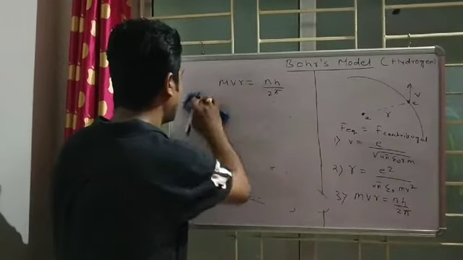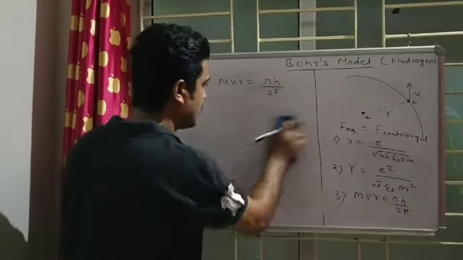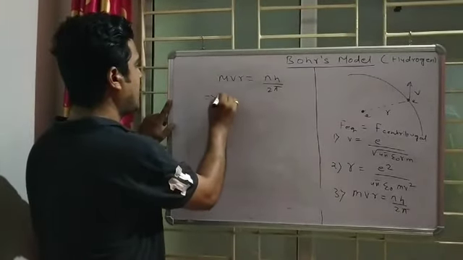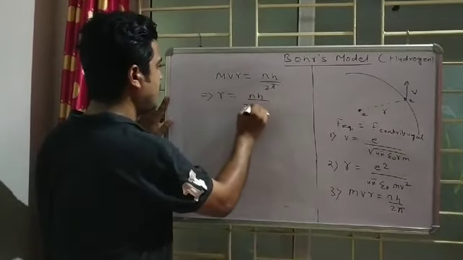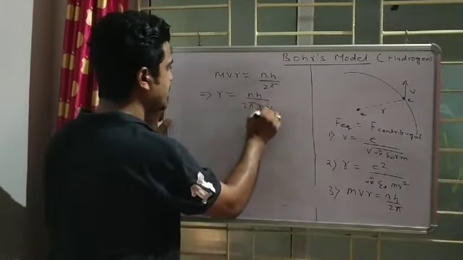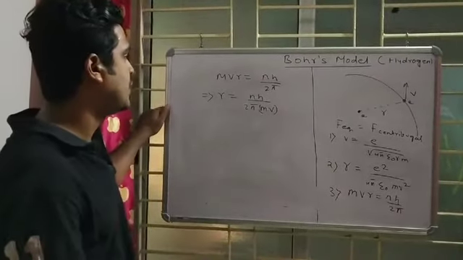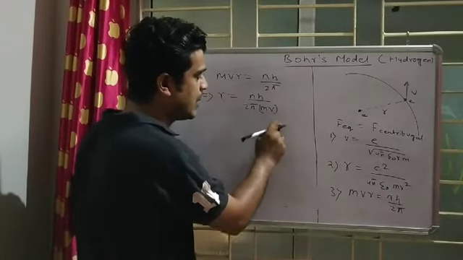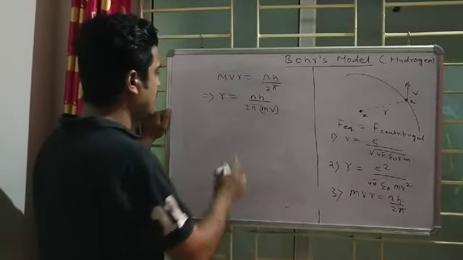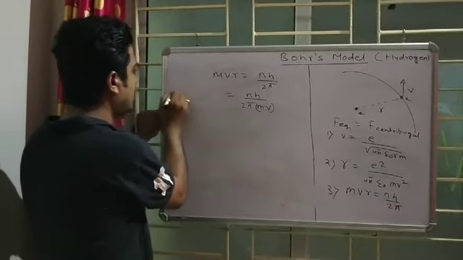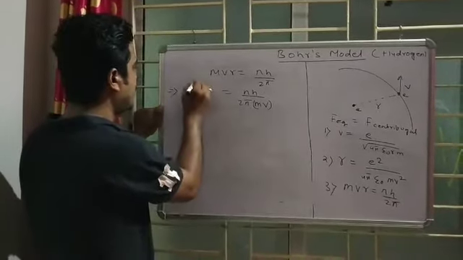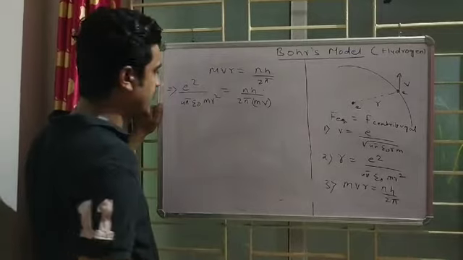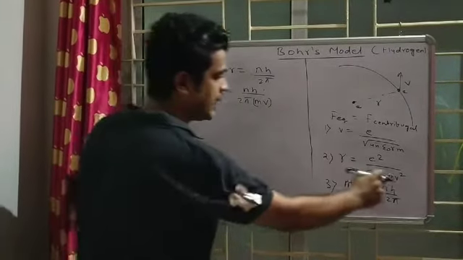Then I will calculate the value of velocity. How to calculate the value of velocity? For that, I will write like this: r equal to nh by 2 pi mv. In this place of r, if I put this r, then I will get the expression of v. So in this place of r, let's put it. The value of r is nothing but e square upon 4 pi epsilon 0 m v square.